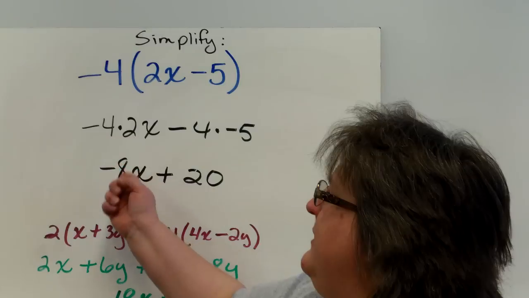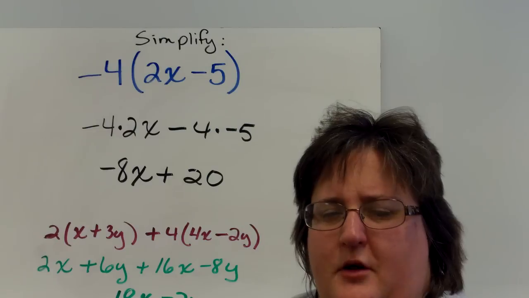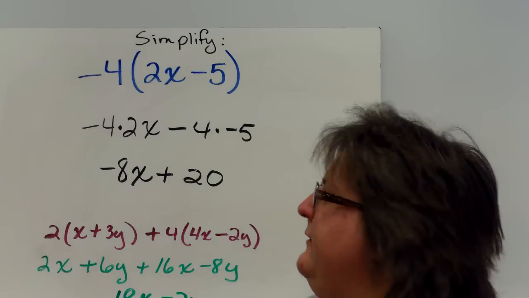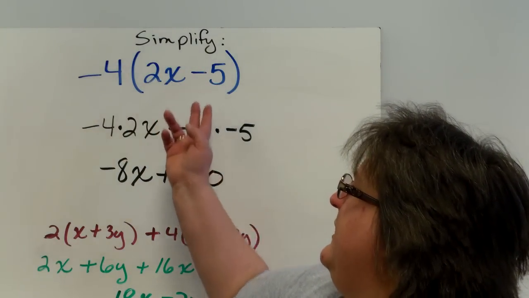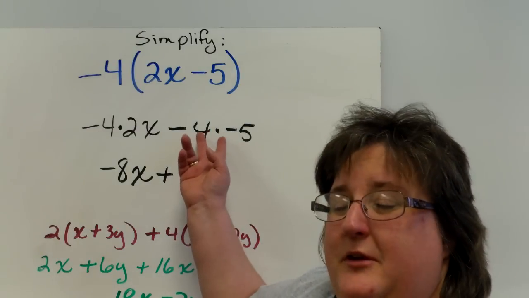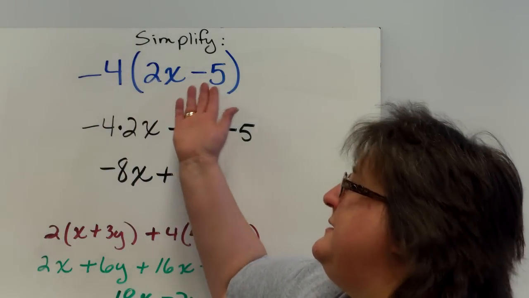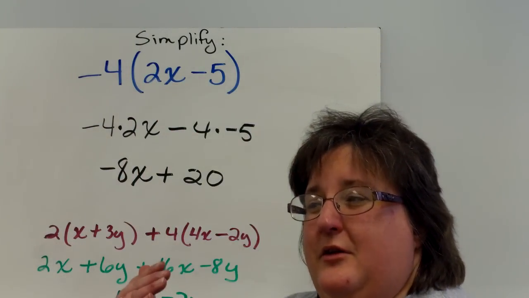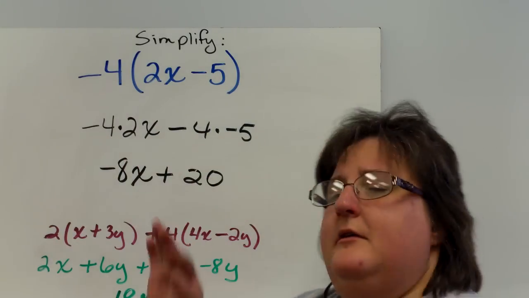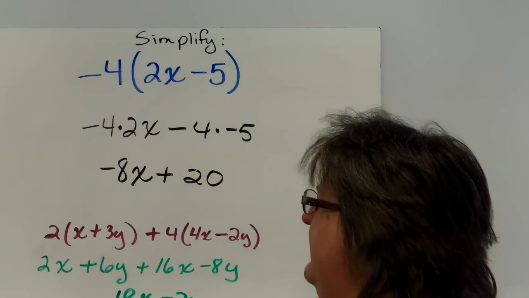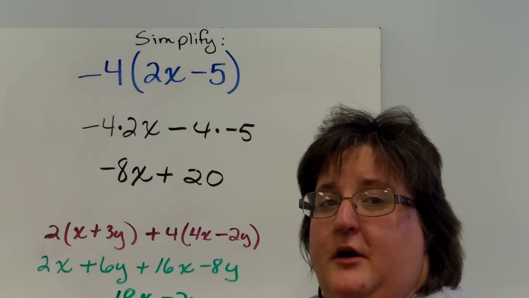-4 times the first term, got it. Again, remember the coefficients, all those positive negative rules still apply. So you'd have -8x. -4 times -5 is a positive 20. You don't necessarily need to write it out once you get in a good comfort zone. -4 times -5, you can do that in your head, negative times negative is positive. But in the beginning, when in doubt, you can write that out. Now that would be our final answer in that particular problem.